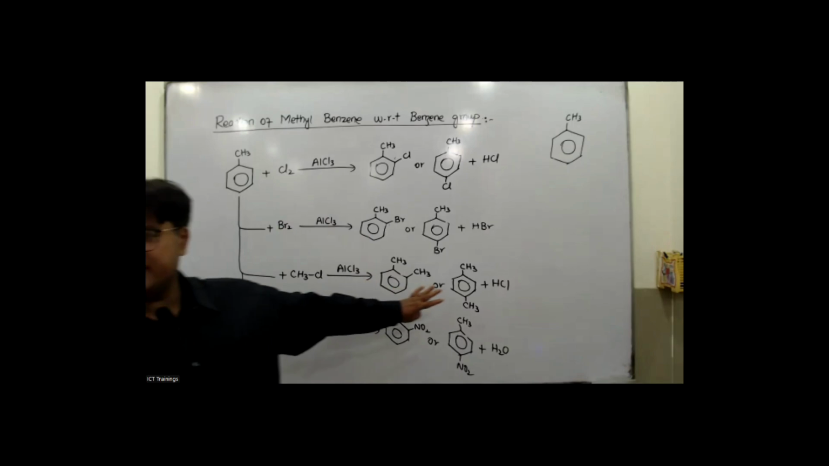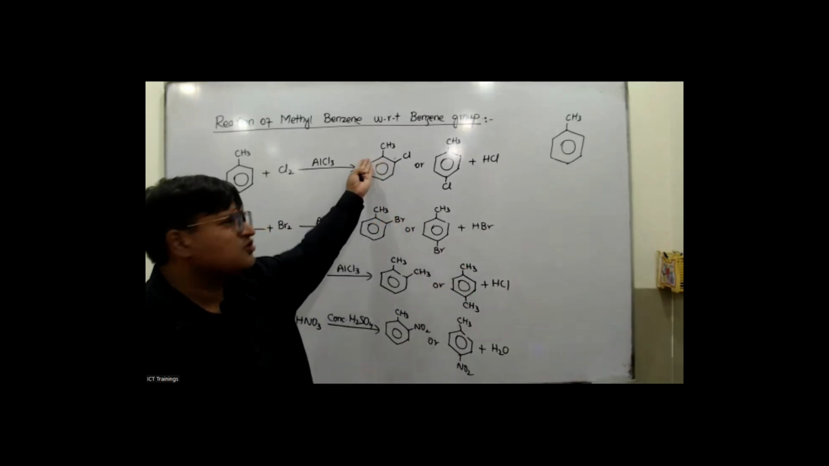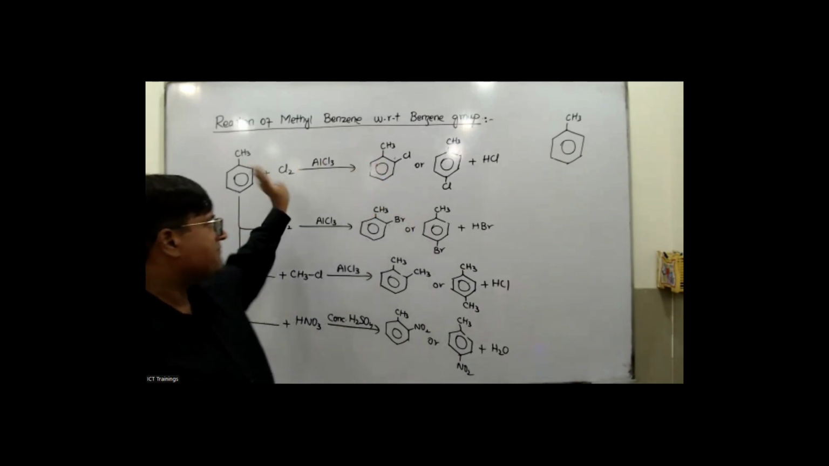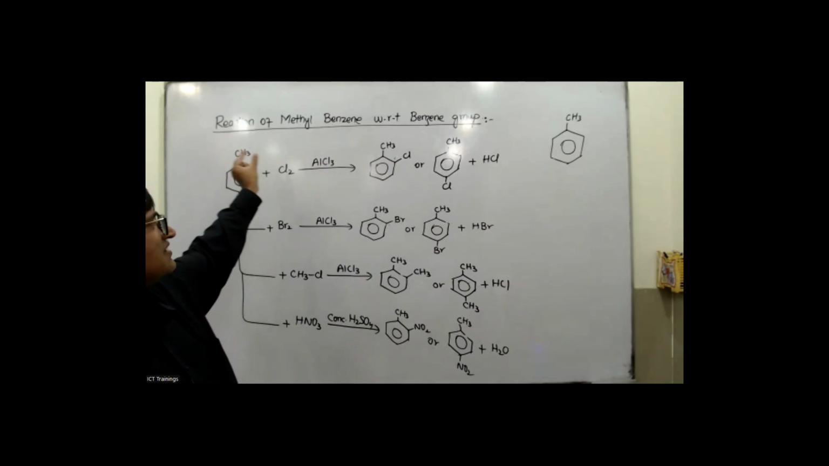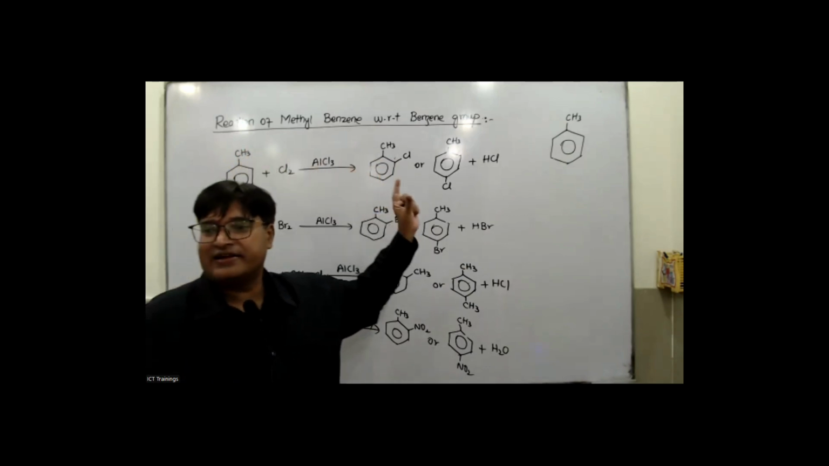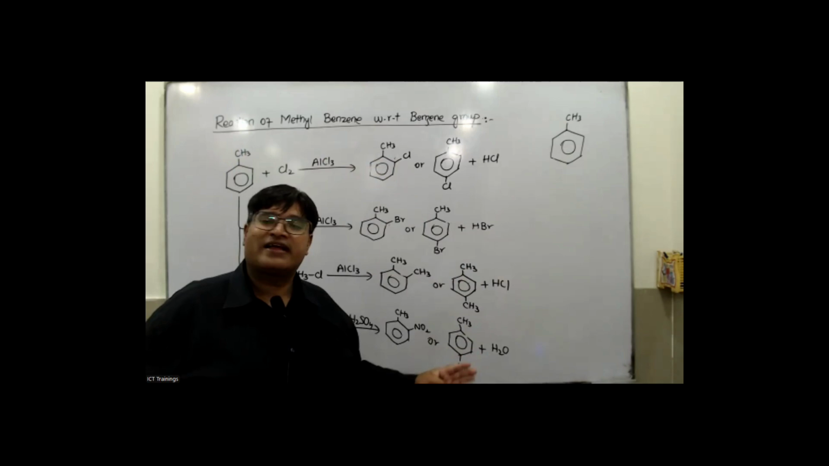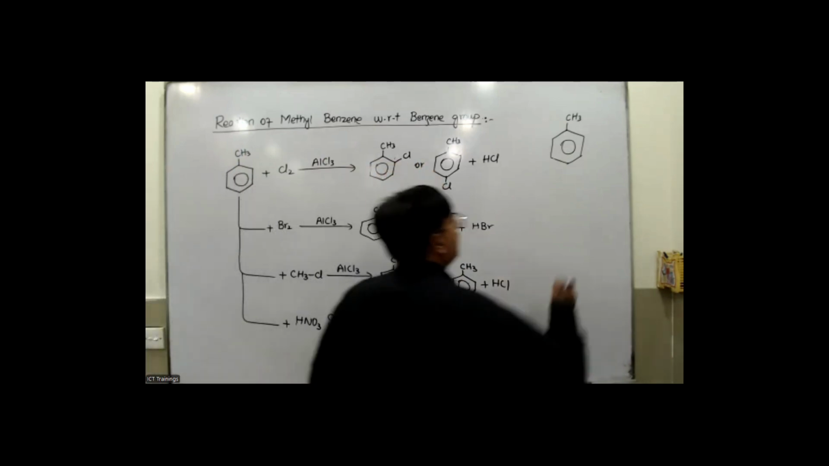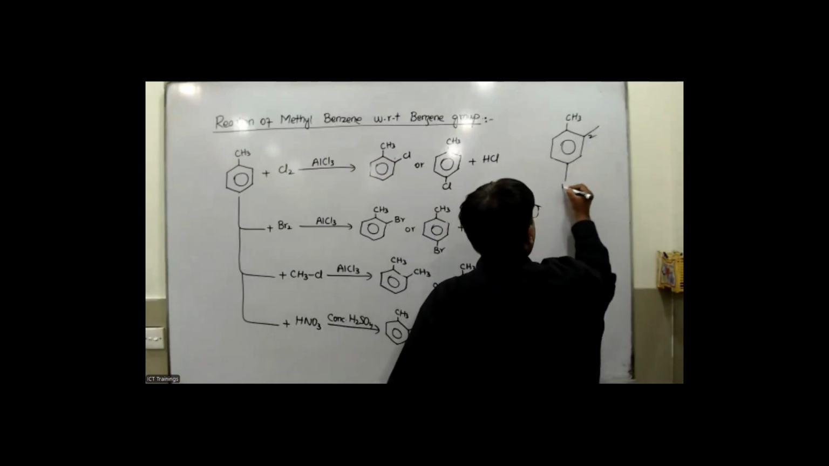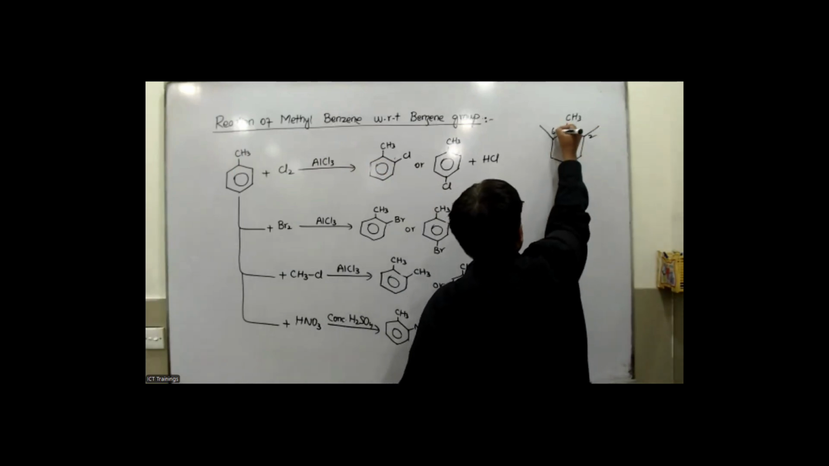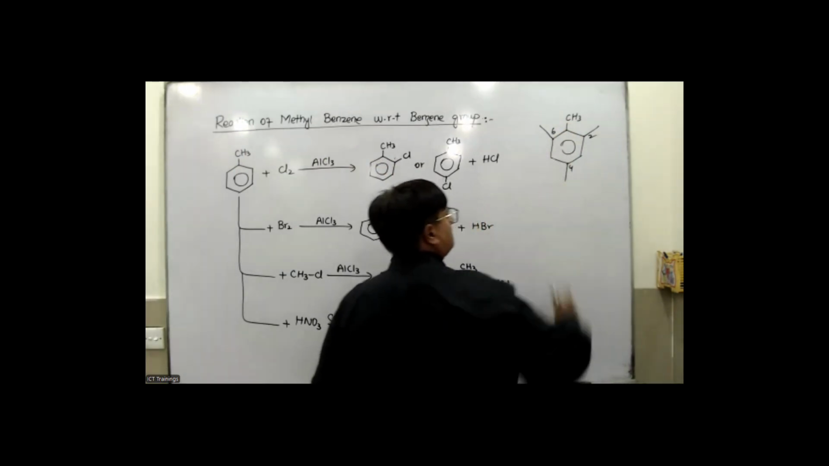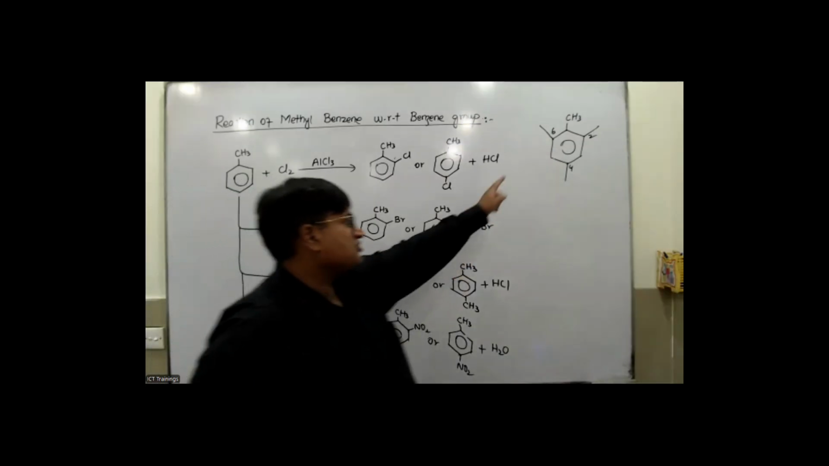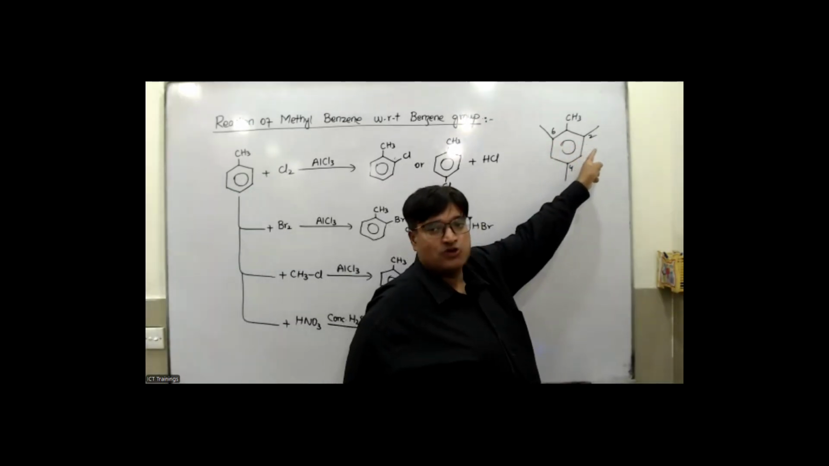The only difference lies with benzene: the chlorine could be attached at any corner because nothing is attached before. But here, if a methyl group is attached, the methyl group is a 2,4,6 directing group. The upcoming group would attach either on position 2 or 4. The sixth position is only formed... This is position 2, this is position 4, and this is position 6. So 2, 4, and 6. The sixth position is formed when the 2 is occupied.